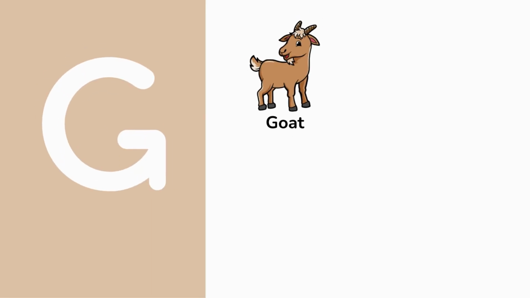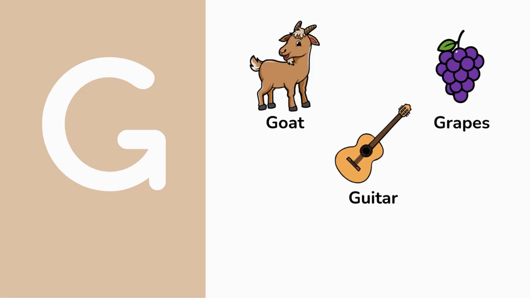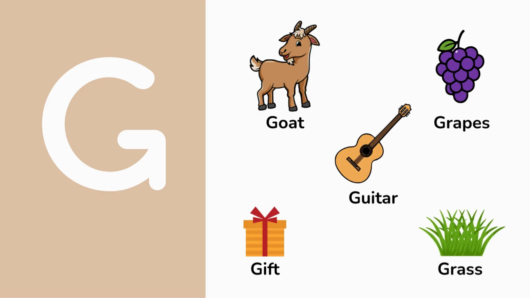G. This is letter G. Can you say G? G. G is for goat. G is for grapes. G is for guitar. G is for gift. G is for grass.